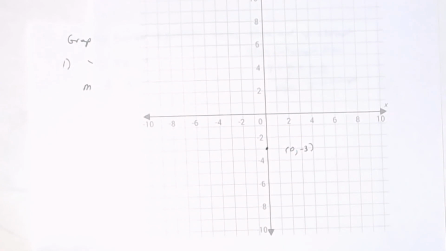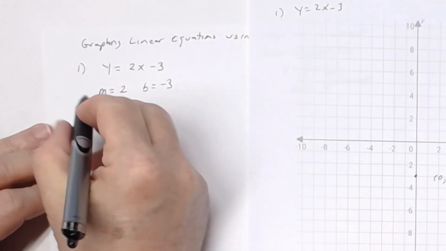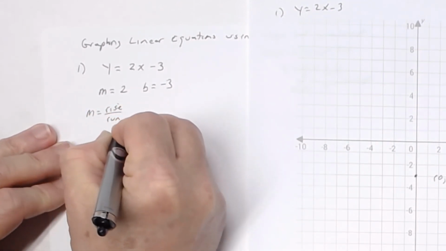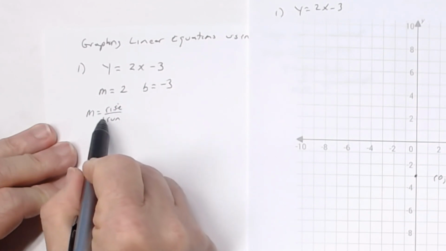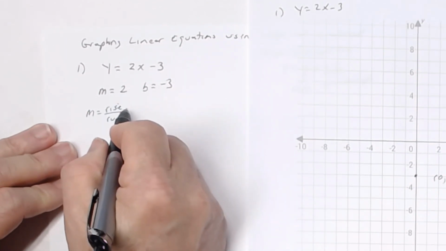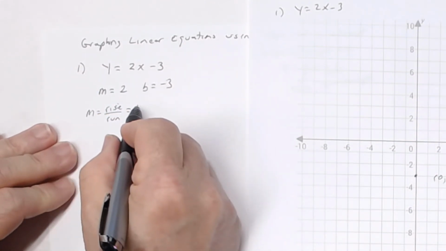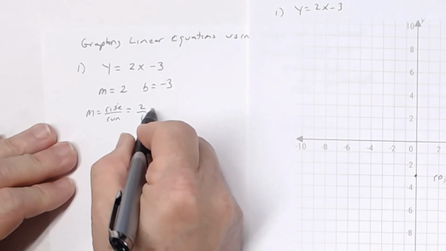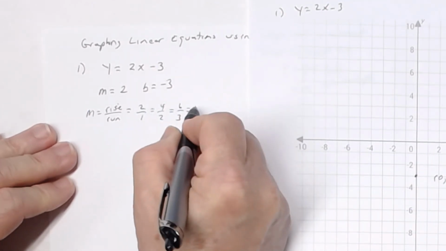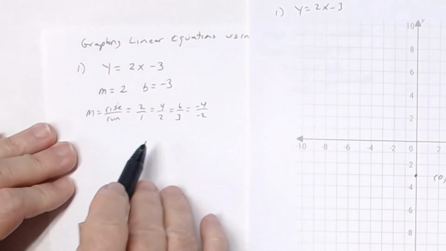Now I need one more point. To plot that point, I'm going to use the idea of slope. Remember, slope is rise over run, and so I'm writing rise over run as a fraction. So I'm going to need to rewrite 2 as a fraction. There are an infinite number of ways to rewrite 2. For example, 2 divided by 1, 4 divided by 2, 6 divided by 3, negative 4 divided by negative 2, things like that. So there's an infinite number.